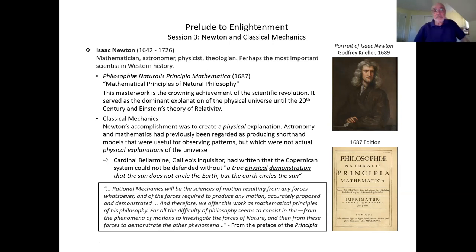This book and this masterwork, it's the crowning achievement of the scientific revolution. It was the dominant explanation of the universe until we get to Einstein and his theories of relativity. It defined what came to be known as classical mechanics. His accomplishment was to create a physical explanation, not simply a mathematical explanation. He tried to show how bodies in the universe, whether they're bodies on Earth or celestial bodies, interacted. He wanted to explain motion wherever it was to be seen. And it was to be the first great scientific explanation of everything.